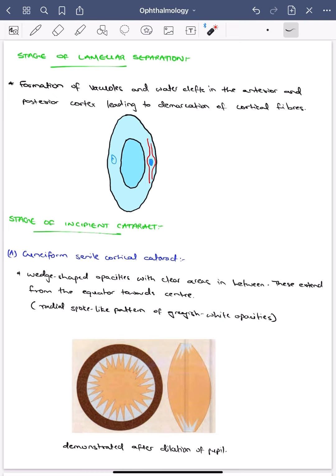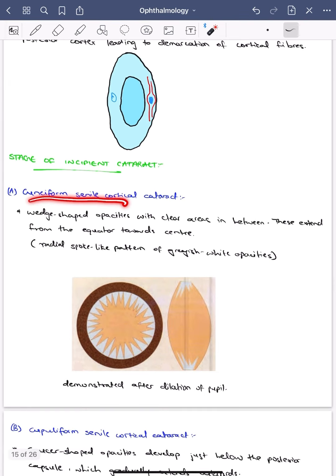Now in cuneiform senile cortical cataract, wedge shaped opacities with clear areas in between develop, and these extend from the equator towards the center, as you can see in this diagram here. So this is the wedge shaped opacities with clear spaces in between, okay, and they develop from the equator towards the center, and such a pattern is known as radial spoke like pattern of grayish white opacities. So this is the cuneiform senile cortical cataract. Again, wedge shaped opacities extending from the equator towards the center.